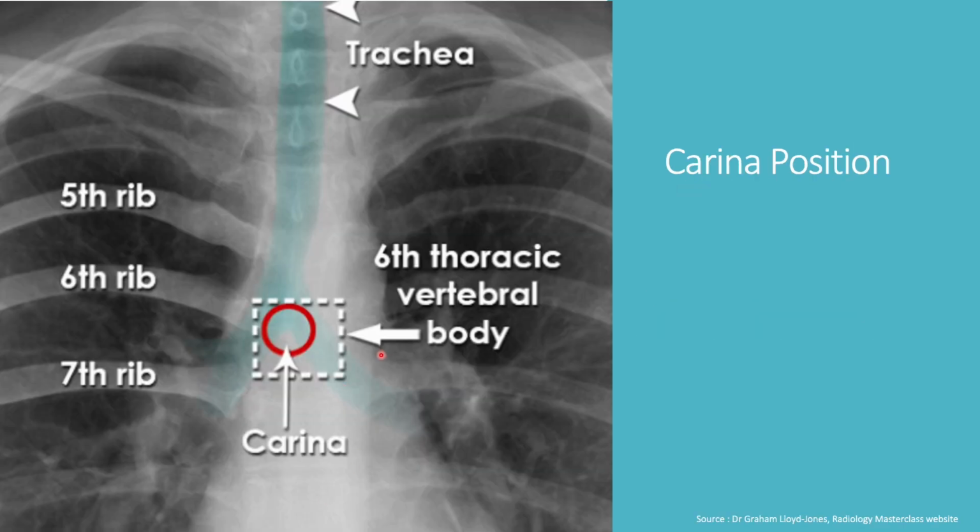So if the carina is not clearly visible, vertebral bodies or rib landmarks can be used as an approximate guide. As in this image, the carina is located approximately at the 6th thoracic vertebral body. However, these landmarks are less reliable, especially in patients with poor image quality or anatomical distortion.